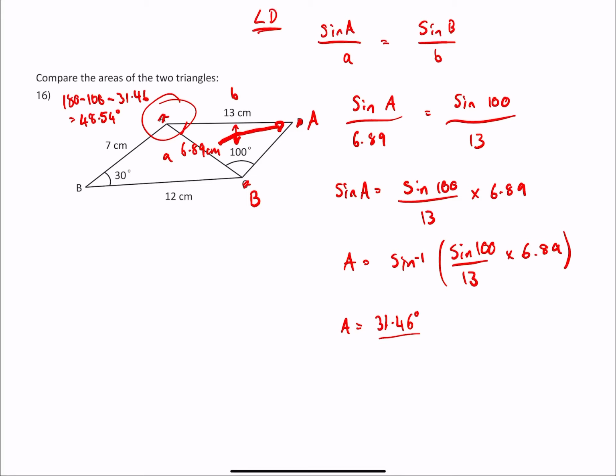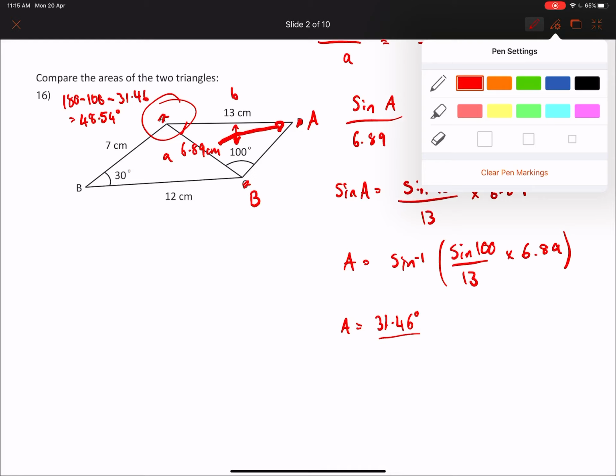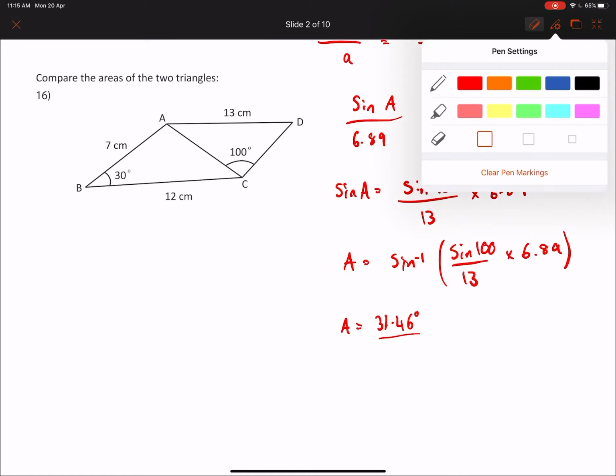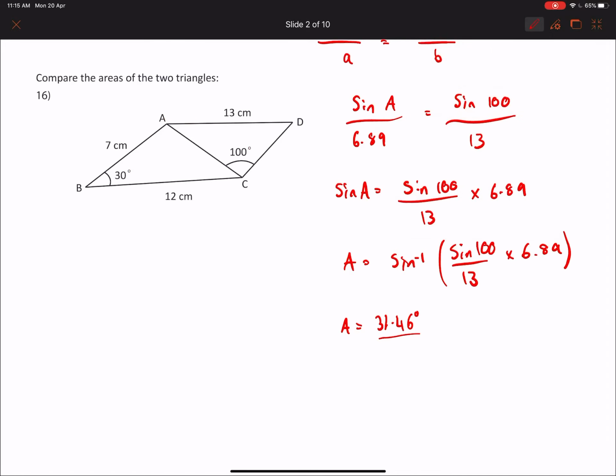So I'm just going to get rid of some of these values and scribbles now because they're getting a bit in the way, especially the labels. I tend to remove my labels as I go along, just so that I can see a bit clearer what information I have and what information is relevant. So that was 6.89 centimetres. That is 48.54 degrees in that area.